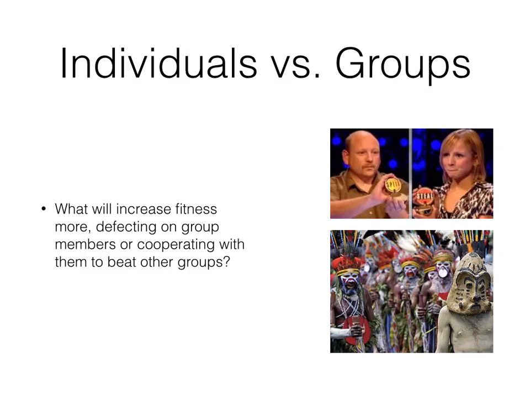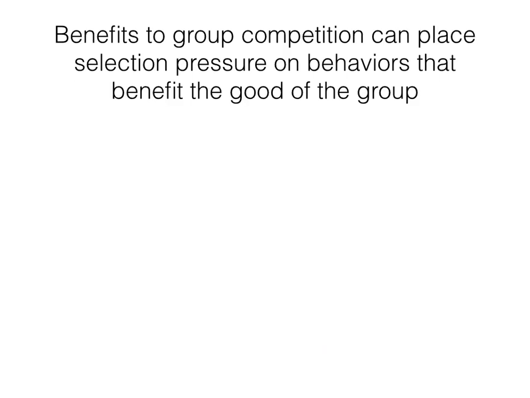Now the trick is, multi-level selection doesn't mean that culture is always winning out, or cultural groups are always winning out over individuals. It depends on what's at stake, and it depends on what will increase an individual's fitness more. Will defecting on your group member bring you a large pot of money, or will cooperating with group members allow you to beat out other groups? And this varies from situation to situation. But when there are high rewards to competing as groups, when there are benefits to group competition, these can place selective pressures on behaviors that benefit the good of the group.